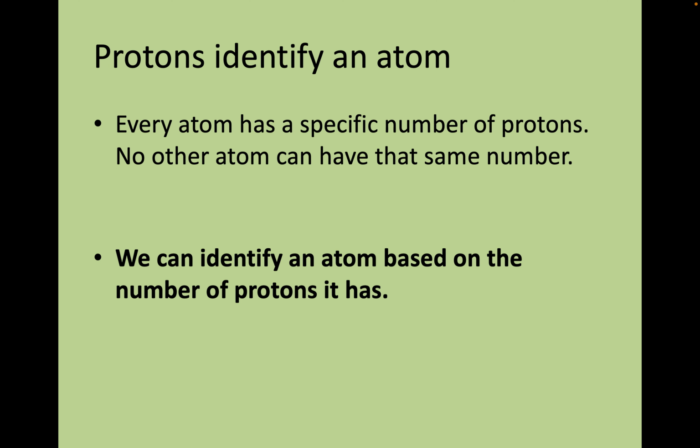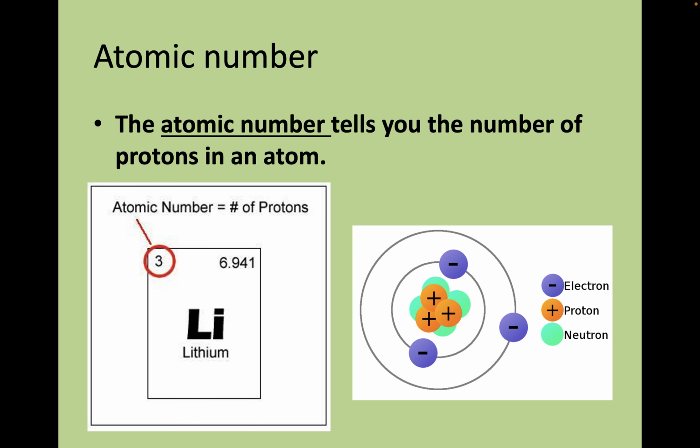The number of protons identifies the atom. So every atom has a specific number of protons. That's the positive charged ones. No other atom is going to have that same number. The atomic number tells you how many protons you have.